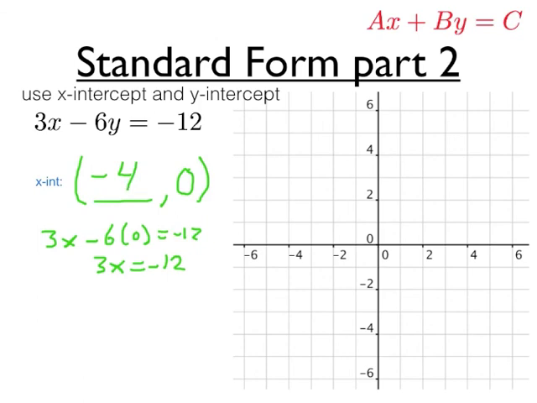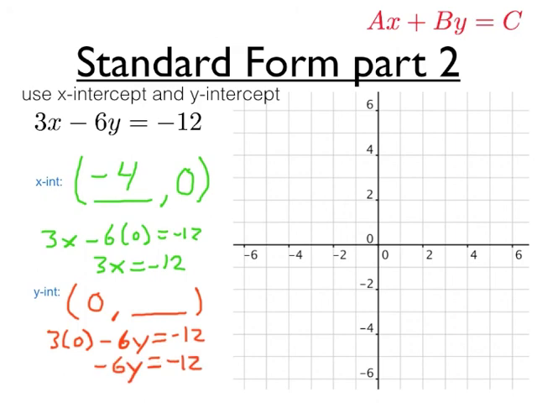To find the y-intercept, we'll do something kind of similar, except we'll set x equal to 0. So if negative 6y is equal to negative 12, that means y is equal to 2. And so now we have 2 points, (negative 4, 0) and (0, 2). If we plot those points, we'll connect the dots and then we'll have the line. There's (negative 4, 0), and (0, 2). And then all that's left to do is to connect the dots. And there we go. Two ways to graph the equation of a line that's in standard form.